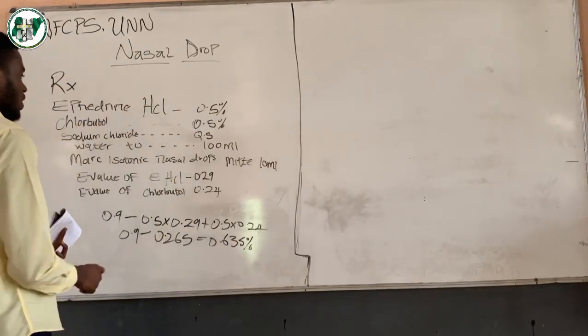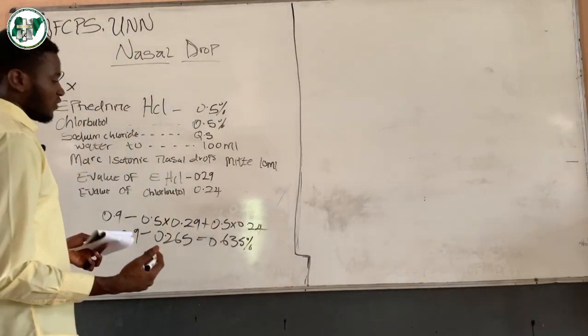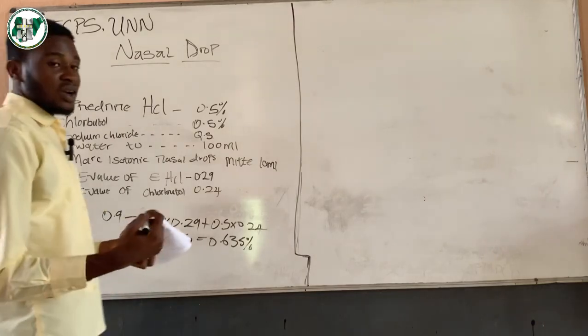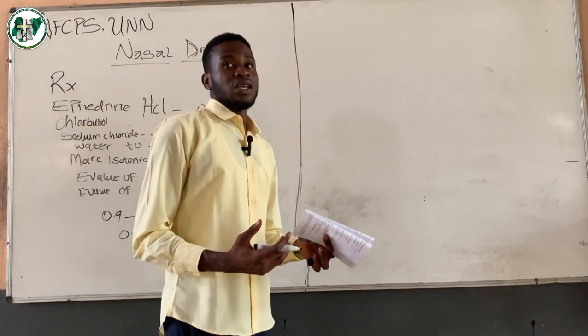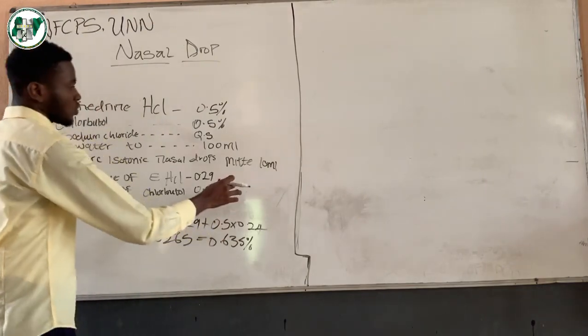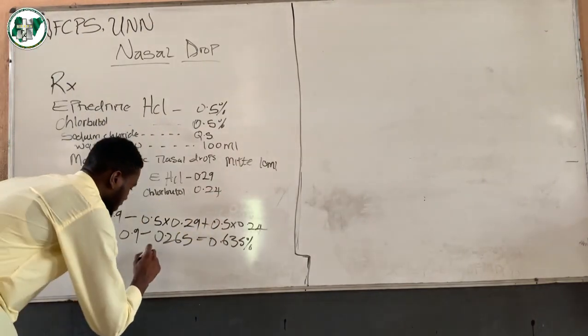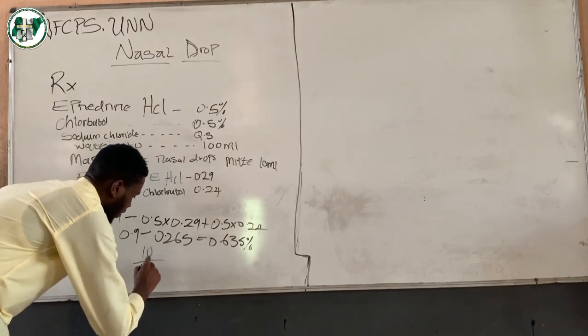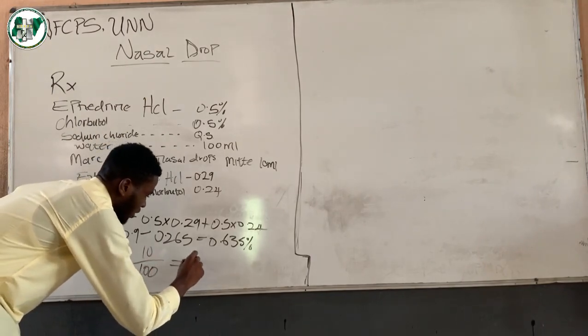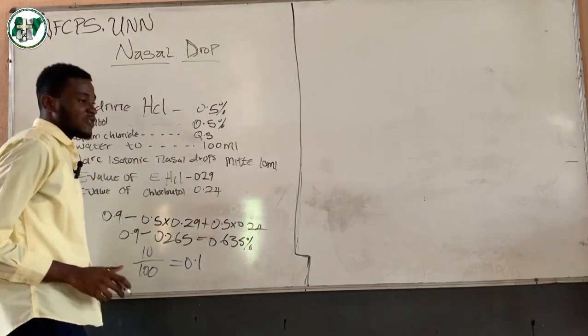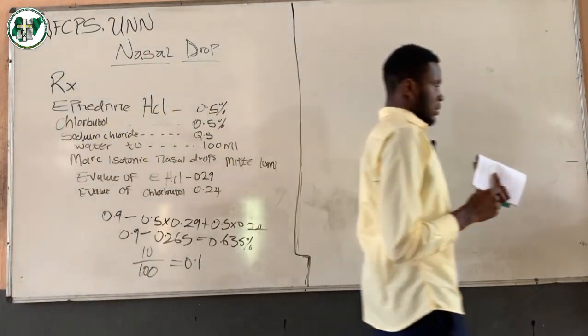So with this, we now come to get our working formula. But before then, we must get our multiplication factor because this is a liquid preparation. So the multiplication factor, we're told to send 10. A multiplication factor is amount sent over amount given, which is 10 divided by 100, which is 0.1. Now, remember that multiplication factor does not have units.